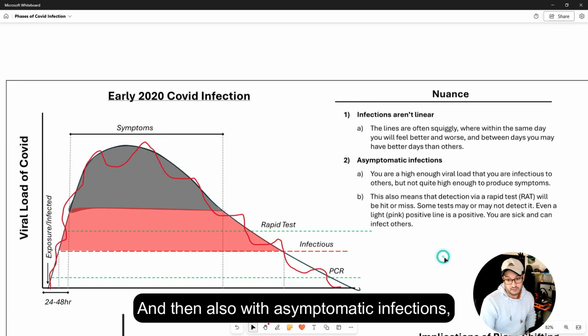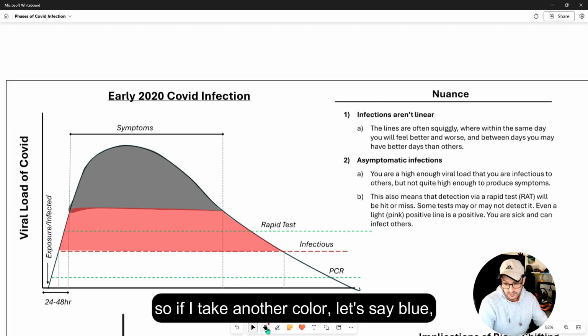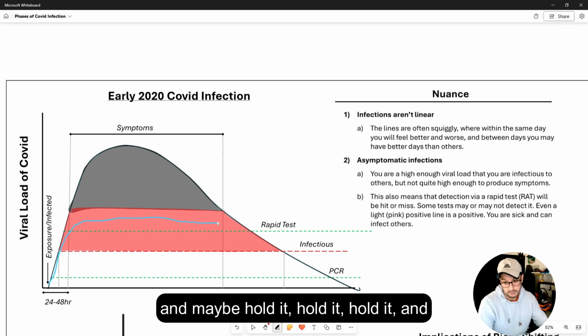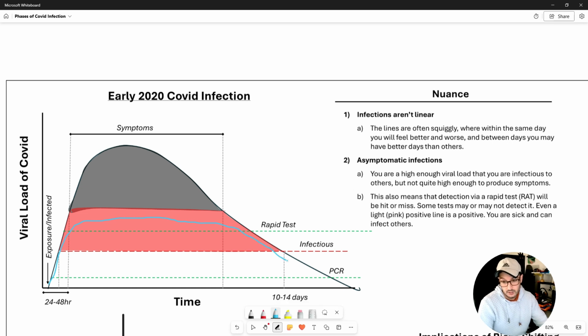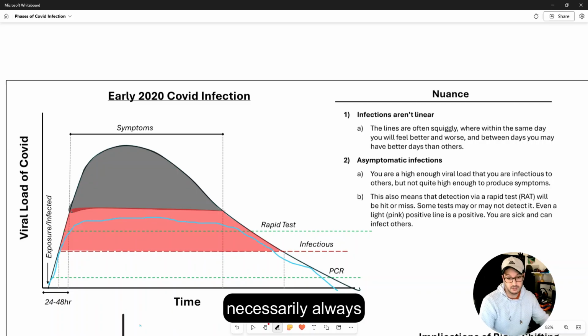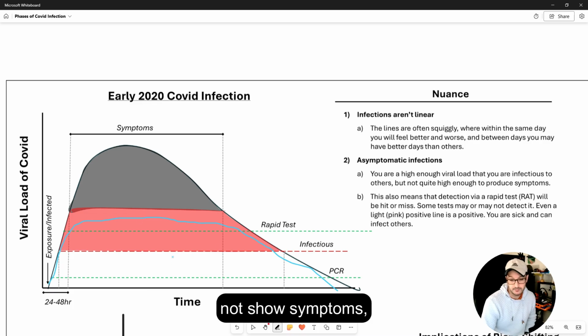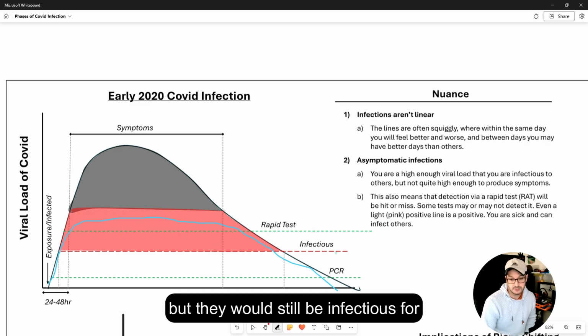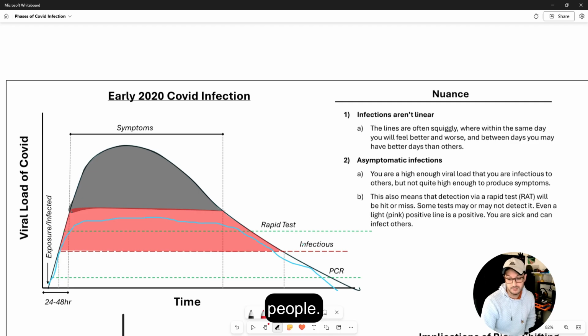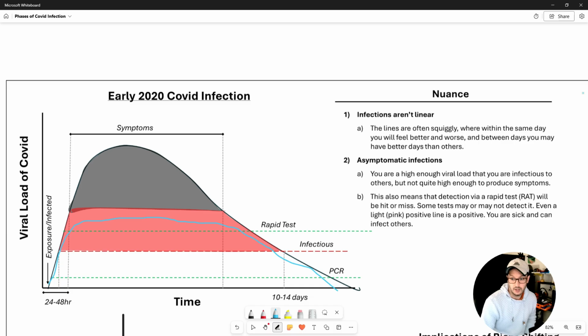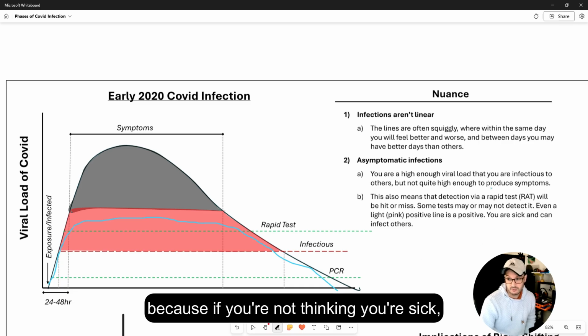And then also with asymptomatic infections. So if I take another color, let's say blue, you're going to increase, but get below that level of symptoms and maybe hold it, and then start heading down. So these are people that wouldn't necessarily always test. They wouldn't be detected. They would not show symptoms, but they would still be infectious for COVID and be able to pass it to other people. And this is sort of the insidious thing behind the scenes, because if you're not thinking you're sick, then you're not testing.